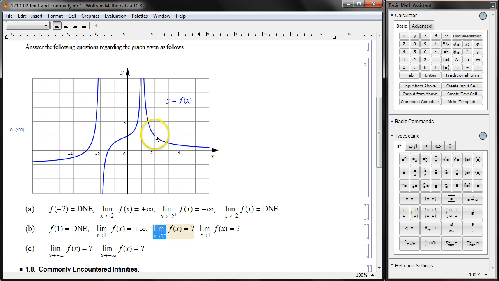Follow the graph from the right-hand side, and which way is it going? Up and up and up. We get, again, positive infinity. Finally, what's this limit? Are the left-hand side and right-hand side limits the same? Yes, they are the same. So you can write positive infinity. Of course, if you don't want to write positive infinity, you can write just infinity, because without the sign, that means positive sign.